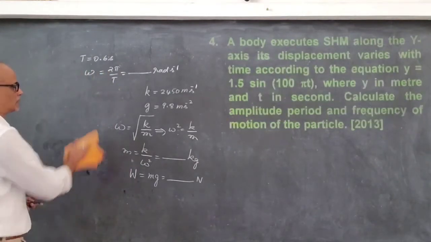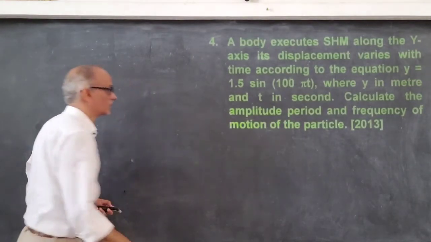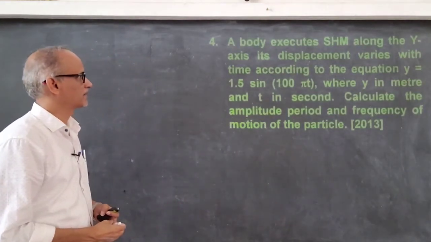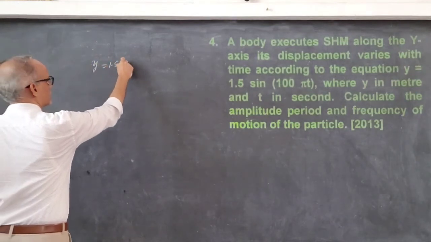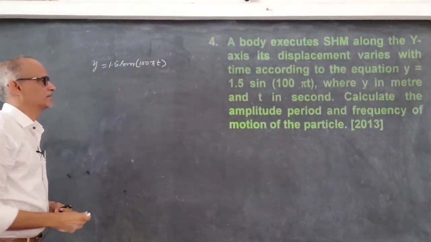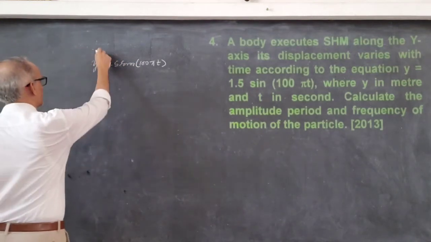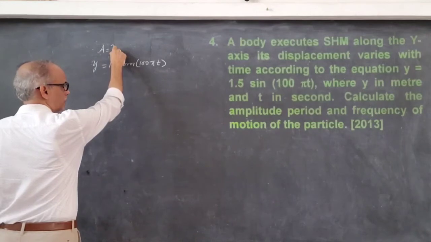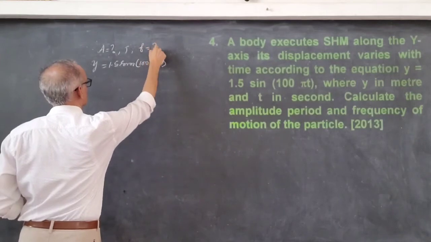Let's go for the next one, question number 4. A body executes simple harmonic motion along the y-axis. Its displacement varies with time according to the formula y is equal to 1.5 sine 100 pi t, where y is in meter and t is in second. Calculate the amplitude. So we need to find the amplitude A and the period T and then the frequency. So these are the things to calculate.